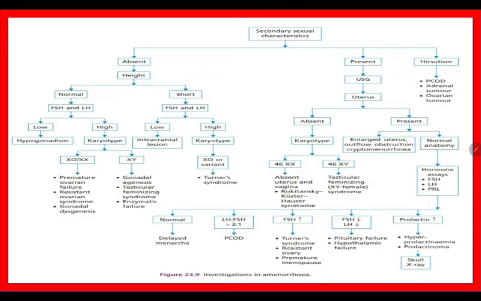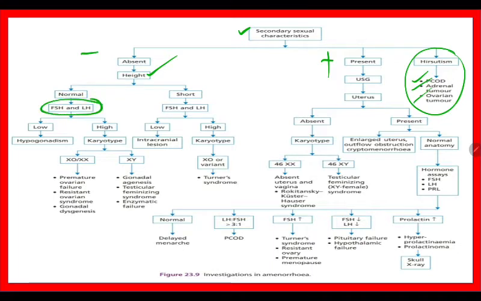Coming to investigations in amenorrhea, one thing to see is whether the person has developed secondary sexual characters or not. If she has developed them and we have seen hirsutism, this directly leads to investigation for PCOD, adrenal tumor or ovarian tumor. If she has not developed secondary sexual characters, check for height. If she is of normal height, check FSH-LH to note where the pathology is. If FSH-LH is low, the pathology is at a higher level. If it is high, go for the pathology at the lower level, so you do karyotyping.